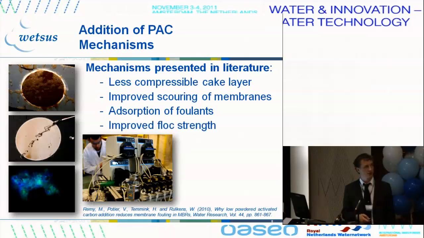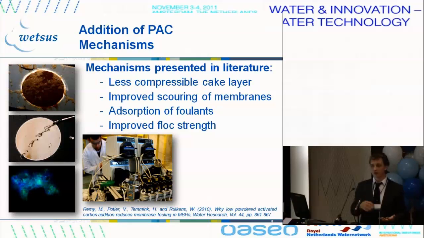Then we checked improved floc strength. So we just started to mix the sludge and check the fouling. In this case, even when we increased the shear by an overhead mixer in both reactors, we found a much lower effect, with a decrease of the critical flux for the sludge which has activated carbon in. So it came to the same conclusion.